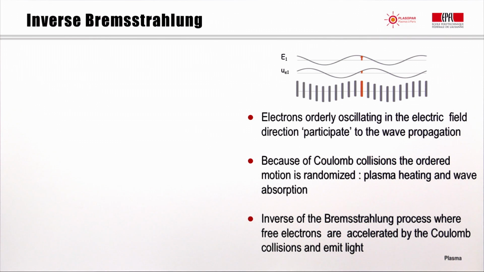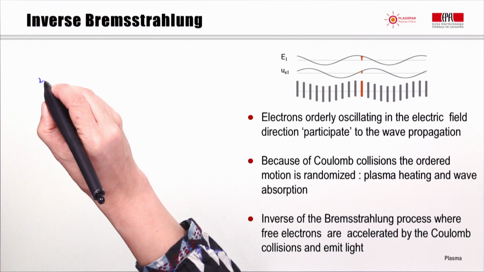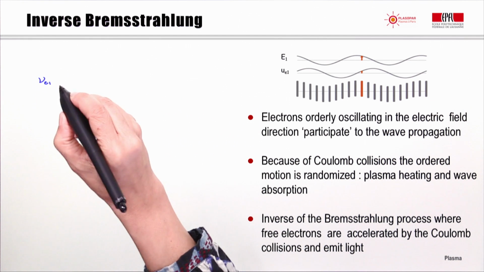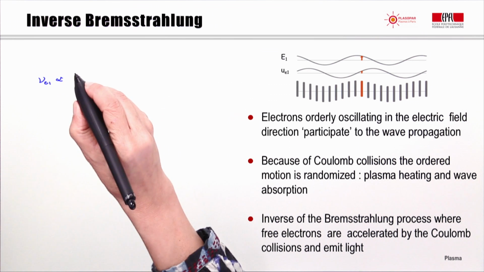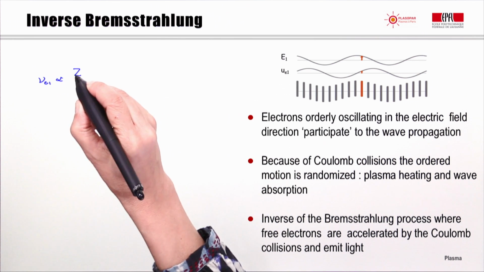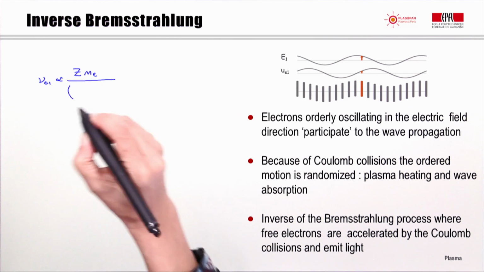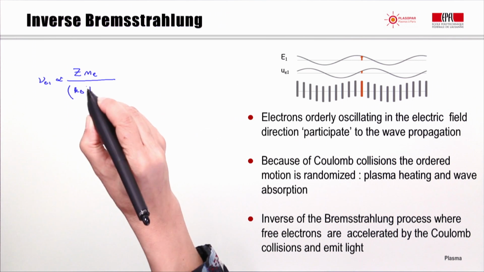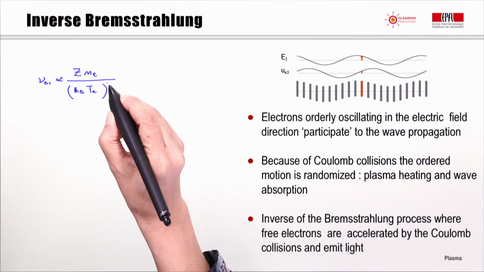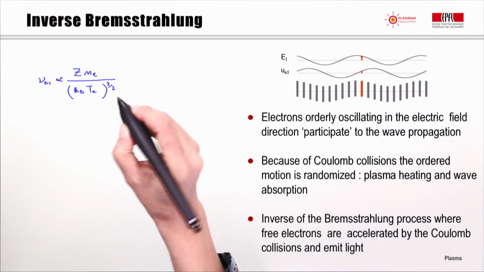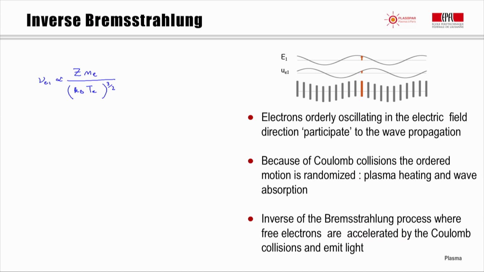In a previous lecture, we have seen that when a wave propagates, the electrons oscillate orderly in the electric field direction, and by their motion they participate to the wave propagation, like is shown here, while the ion stays as an immobile background. As discussed by Professor Ricci in previous lectures, however, the electrons can be subject to Coulomb collision with the background plasma, in particular with the ions. The collision frequency scales in the following way. So this is the ion density that I express as Z and n_e, and this is the electron temperature. Collisions will be more important for dense and cold plasma.